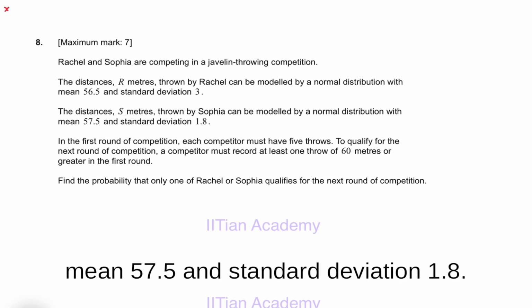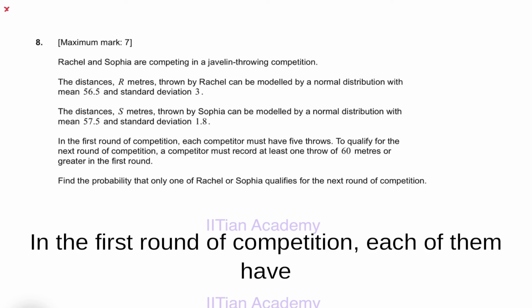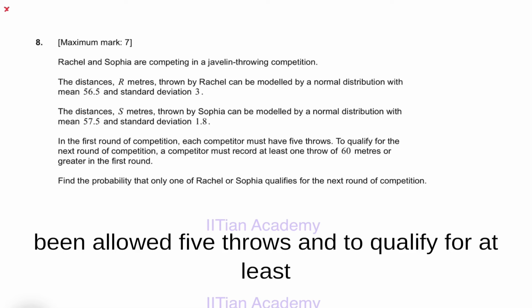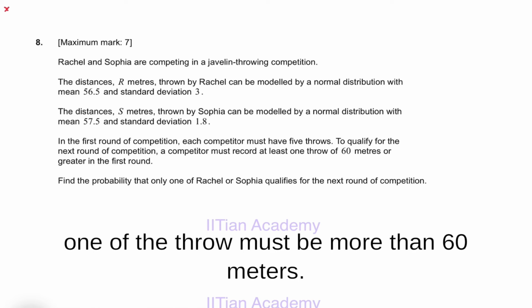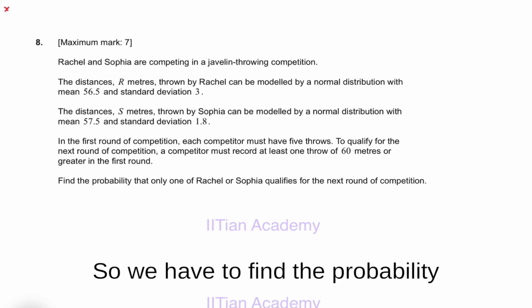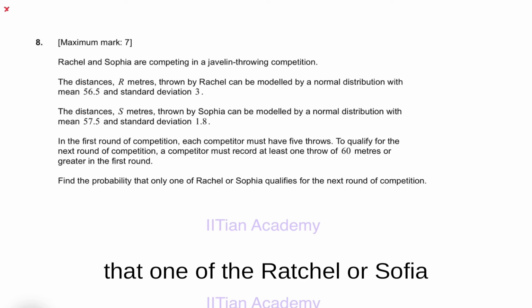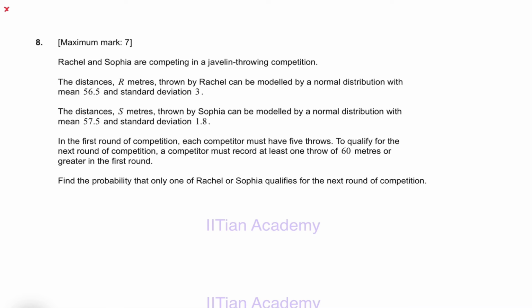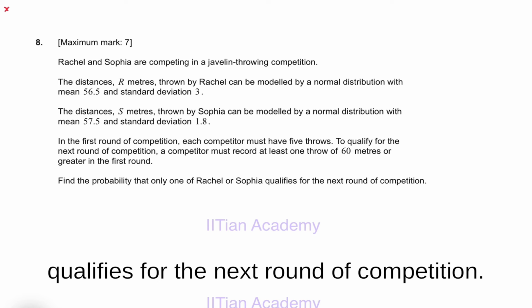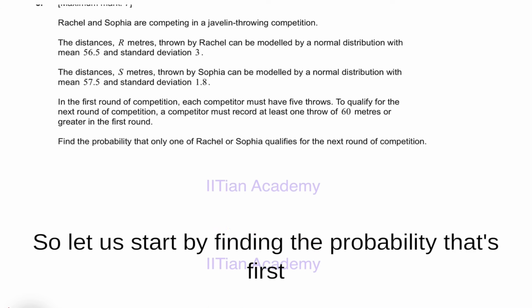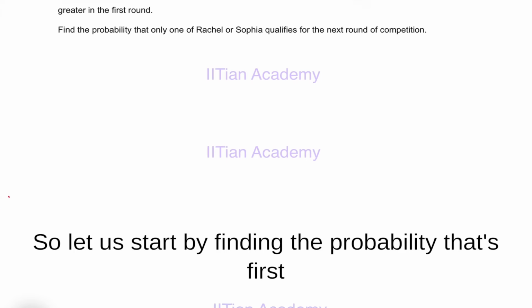In the first round of competition, each of them has been allowed 5 throws, and to qualify, at least one of the throws must be more than 60 meters. So we have to find the probability that one of Rachel or Sophia qualifies for the next round of competition. So let us start by finding the probability.